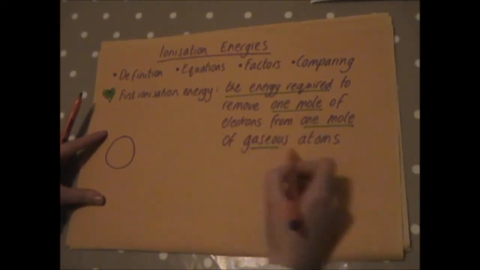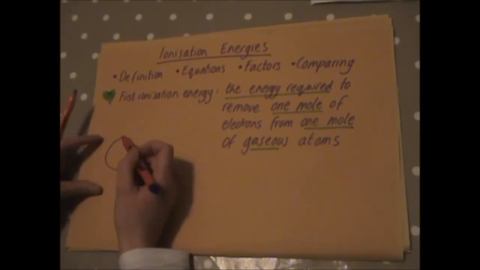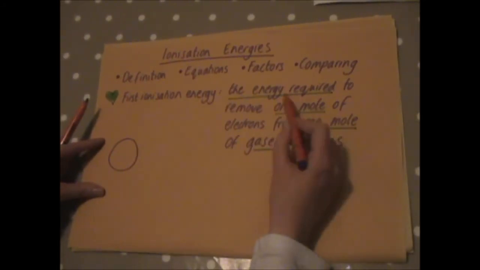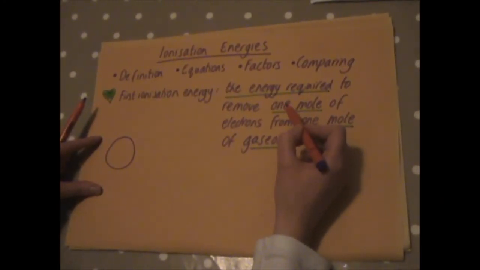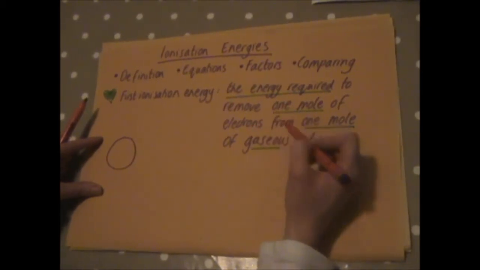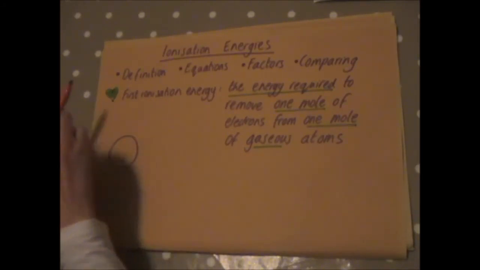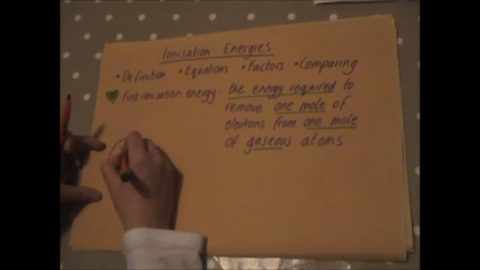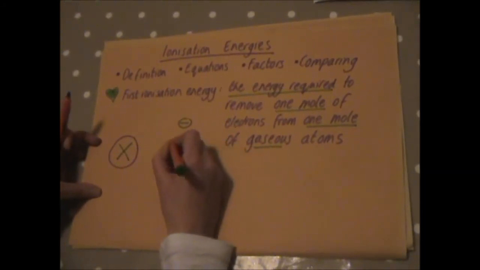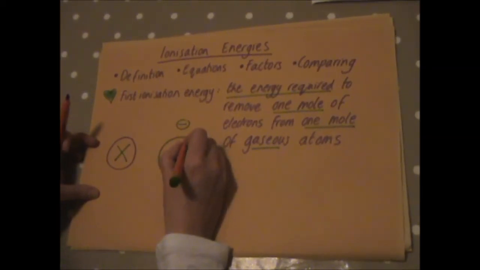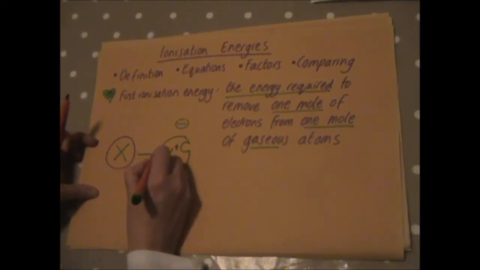So they're gaseous atoms, separate atoms, not joined together as a solid or as a liquid. You've got 1 mole of them, and from every atom in that mole you're going to take an electron. So you end up with 1 mole of electrons, 1 from each atom. So if we call this an atom of element X, then from this we're going to produce an electron and a positive ion.